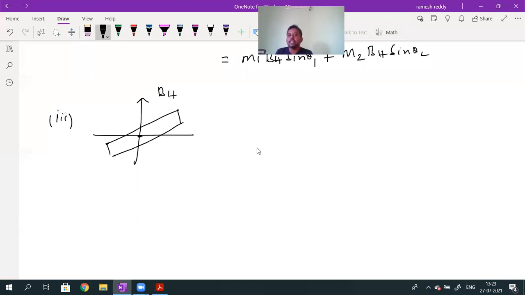The bar magnet was suspended. For example, if I call this the south pole and this the north pole, what is the magnetic moment? This is the magnetic moment direction. This is the magnetic moment.